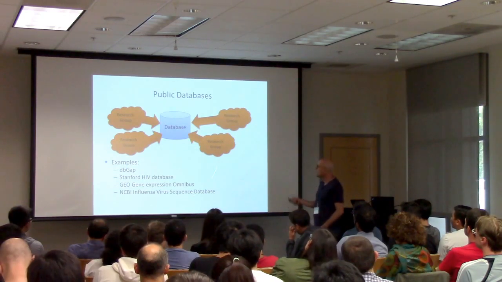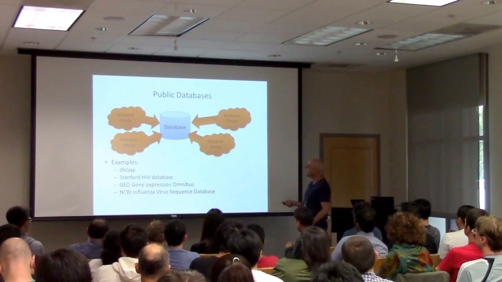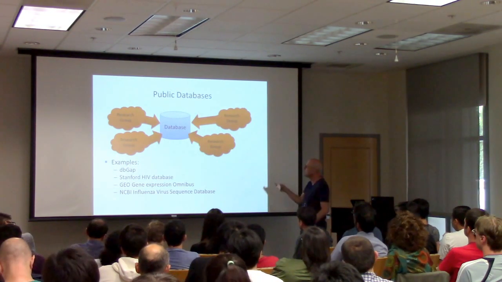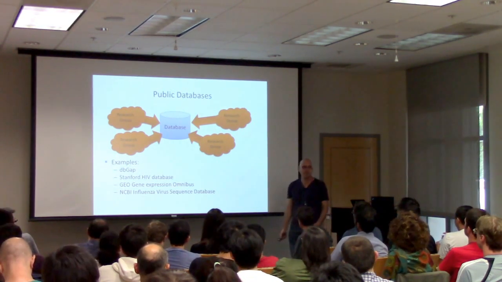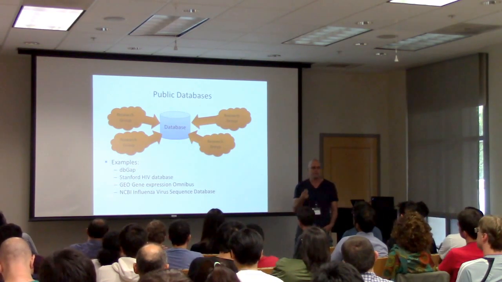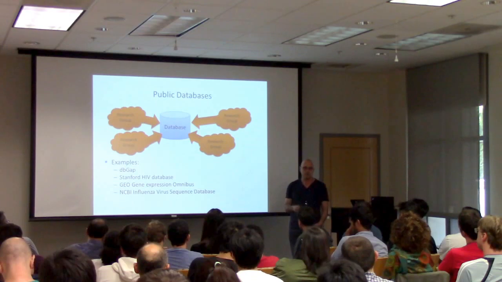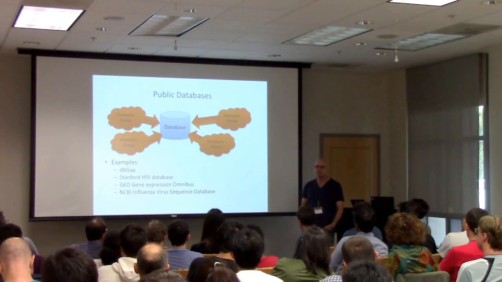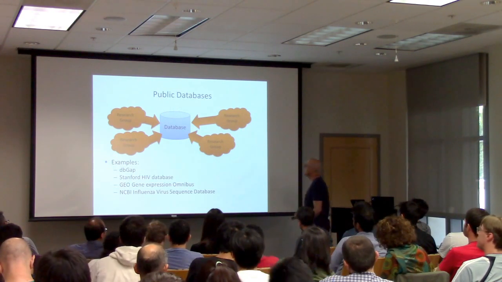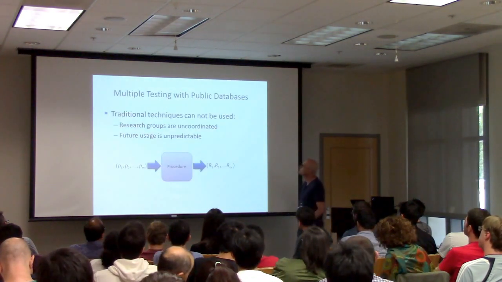And the question is, how can we take this mode of work where there's a common database and all kinds of different research done on this database, and take advantage of it to do a better job of controlling false discovery and doing valid scientific research, right? So that's the basic scientific question that we try to deal with.